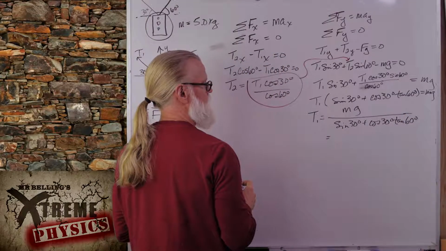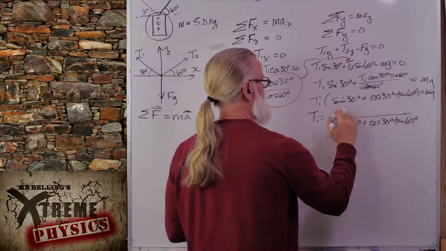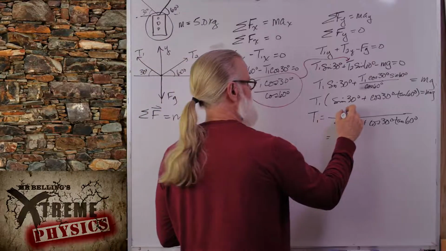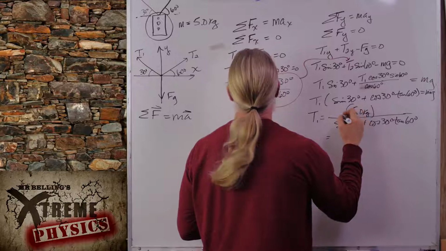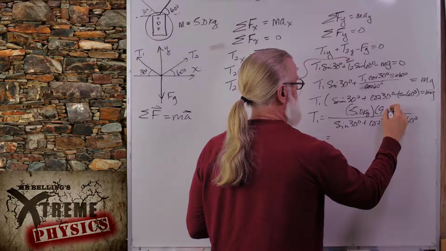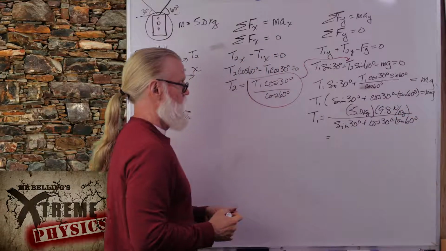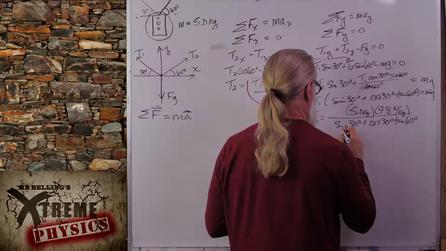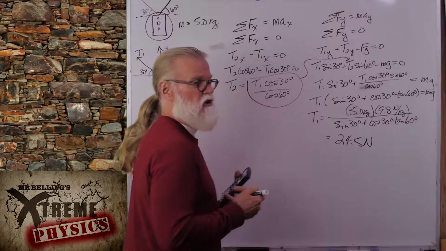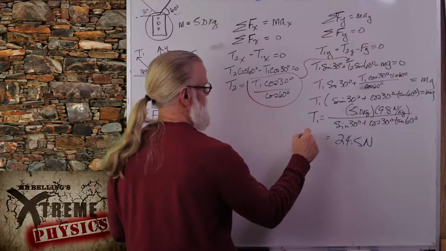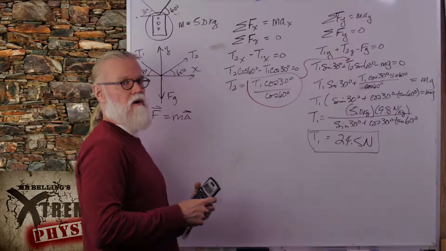Equals, and then I can put in what mg is. I'm going to put those in right now. I'm going to erase that. I'm going to say m is 5 kilograms times 9.8 newtons per kilogram. I have 24.5 newtons. T1 is 24.5 newtons.